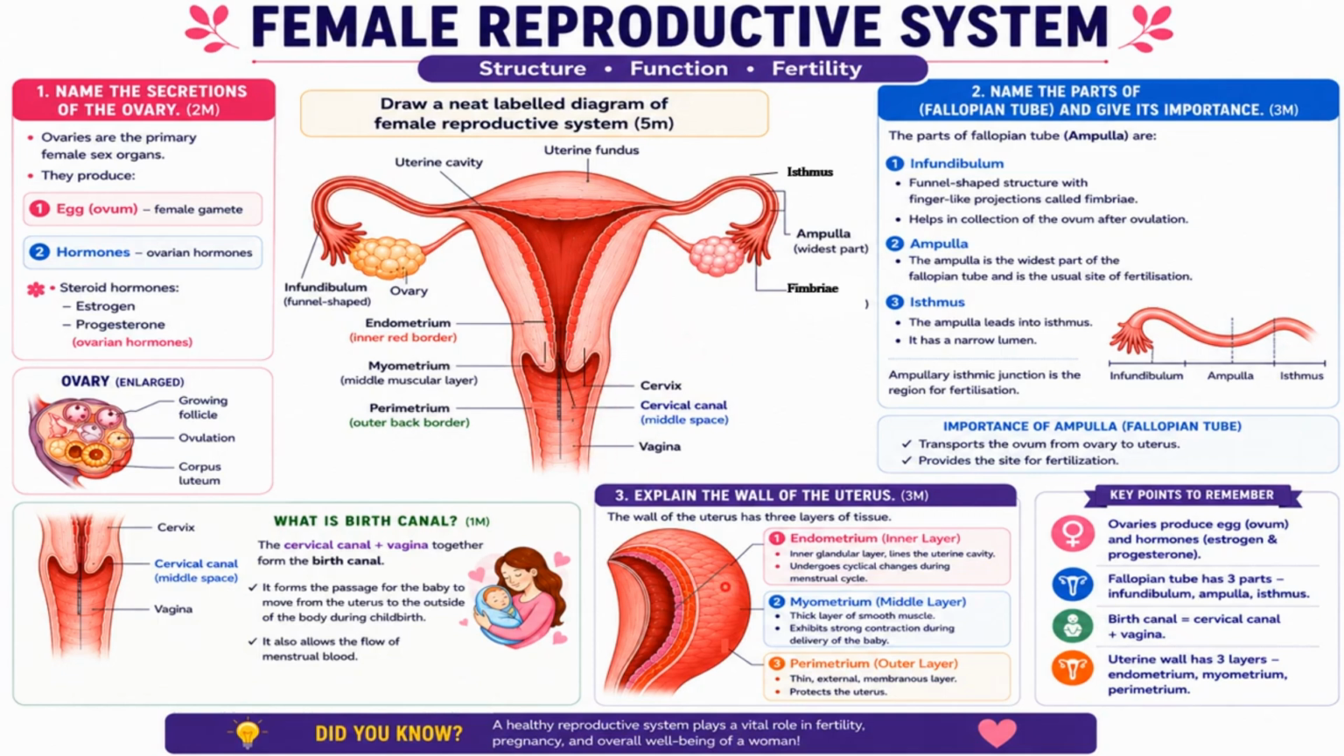The innermost layer of the wall of the uterus is the endometrium. It's made up of glandular tissue and it undergoes cyclic changes during menstruation. It's also the site of implantation.